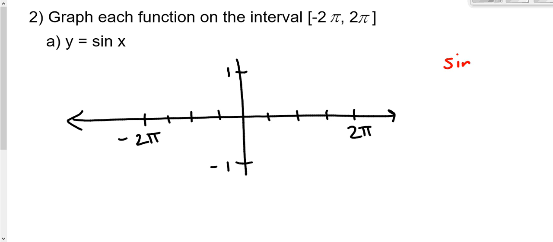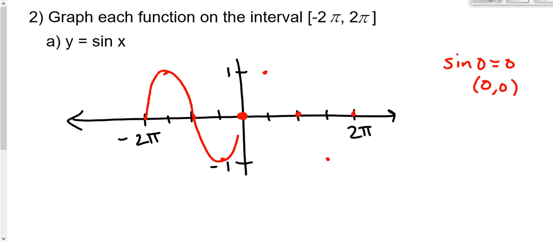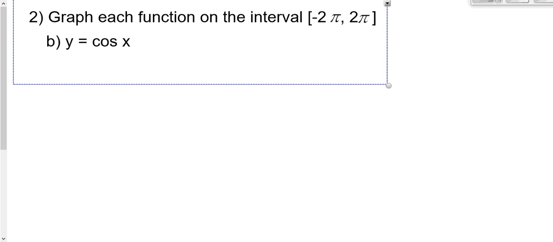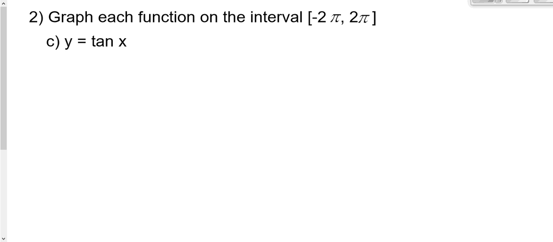Sine of 0 is 0, so we're going to start at the middle at 0, 0, and go middle, top, middle, bottom, middle, and then you can do the same thing on the other side. So just doing it in reverse, middle, bottom, middle, top, middle. And then you can connect all those points with a nice smooth curve, not straight or pointy. And there you go. And then for the cosine graph, also looking at doing the interval from negative 2 pi to positive 2 pi.